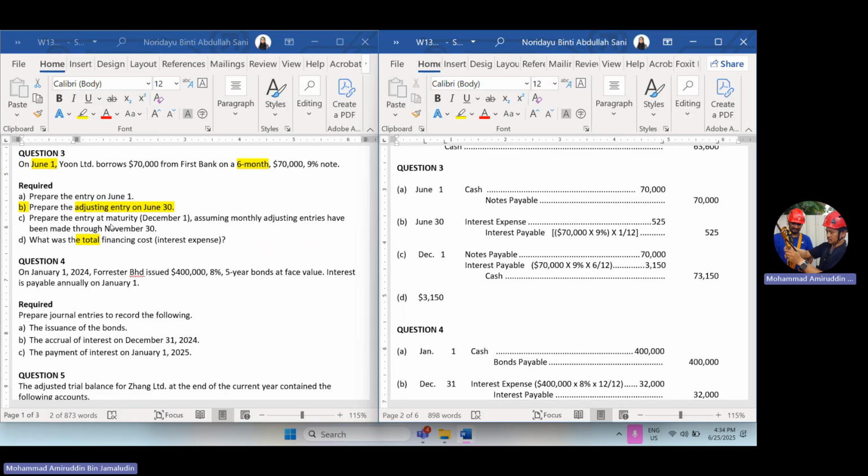Prepare the entry at maturity, assuming monthly adjusting entries have been made through November 30th. It's 6 months. Okay. So that's why November 30. June, July, August, September, October, November. See, 6 months due, right? This one, 6 months is the due. So when you pay by November 30th, this is the day it's due. So I have to settle the payment.